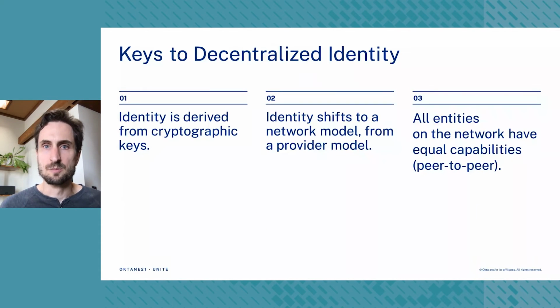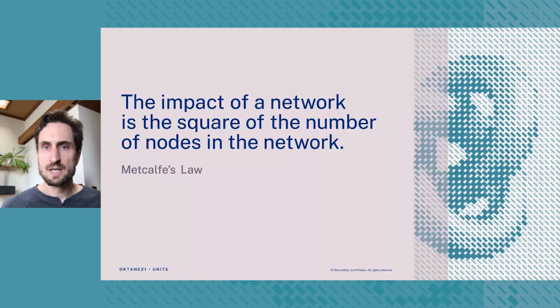With this analysis complete, we can now posit three keys to decentralized identity. 1, identity is derived from cryptographic keys. 2, identity shifts to a network model using a distributed ledger from a provider model. 3, all entities on the network have equal capabilities. The network is peer-to-peer. If you're like me, when you think of the implications of these 3 points, your mind immediately jumps to Metcalfe's law, which states, the impact of a network is the square of the number of nodes in the network.